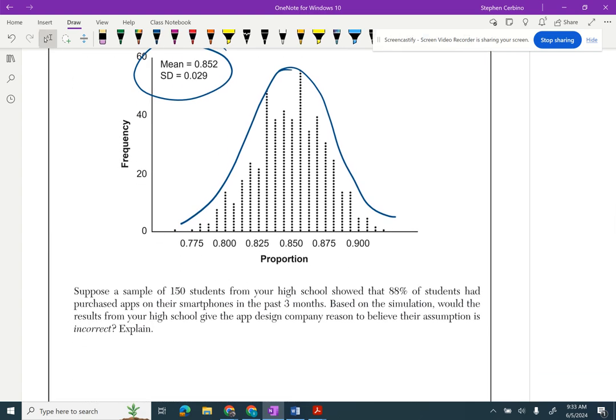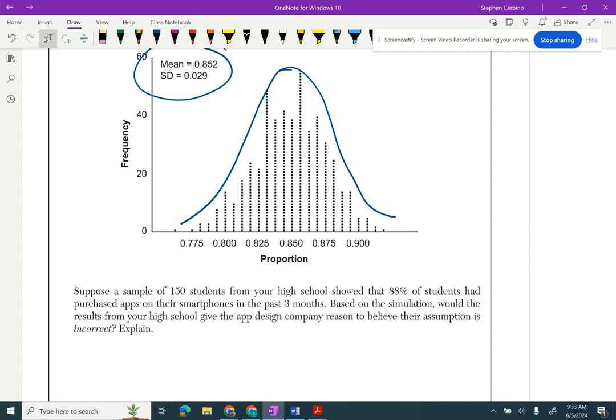So it says, suppose a sample of 150 students from your high school showed that 88% of students had purchased the apps on their phone. Based on the simulation, would the company have reason to believe that the assumption is incorrect? So we need to explain that answer.